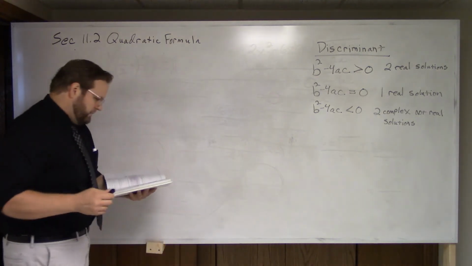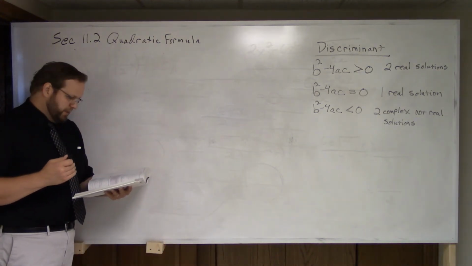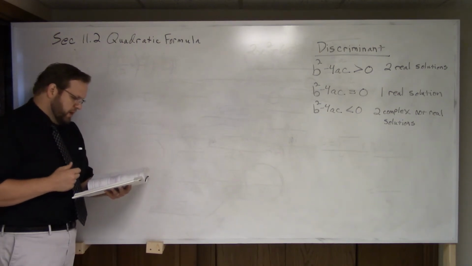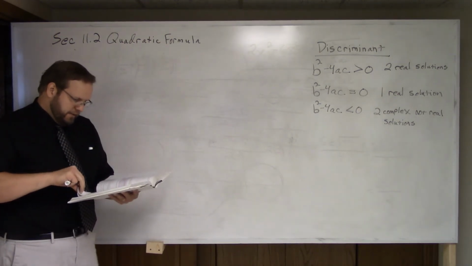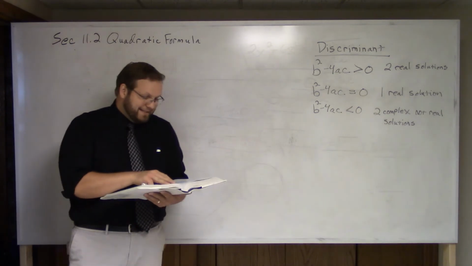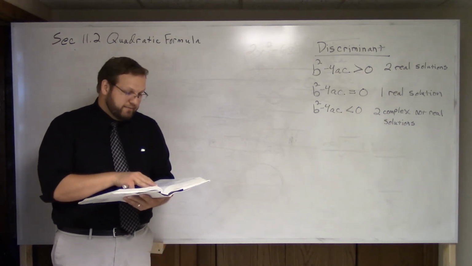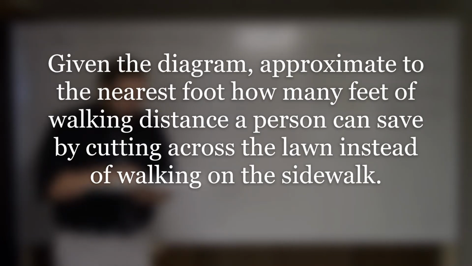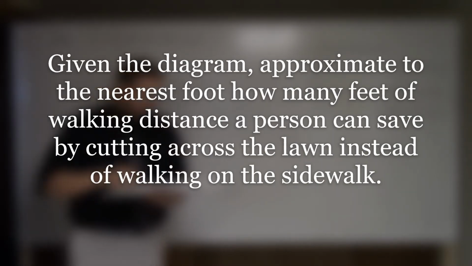Okay. Let me read through this, but then there's going to be a lot of drawing that's going to show you what's going on the board. So it says, this is practice 6 on page 676, given the diagram, approximate to the nearest foot how many feet of walking distance a person can save by cutting across the lawn instead of walking on the sidewalk.